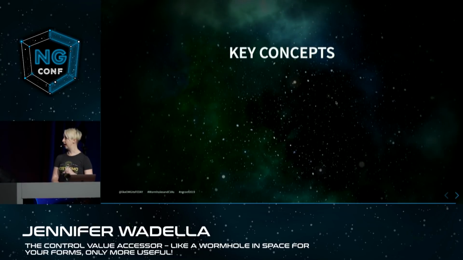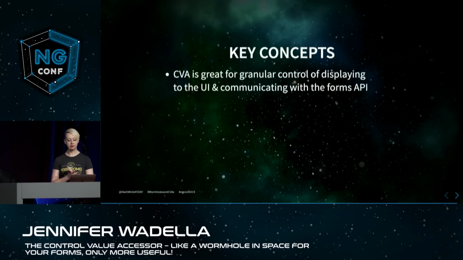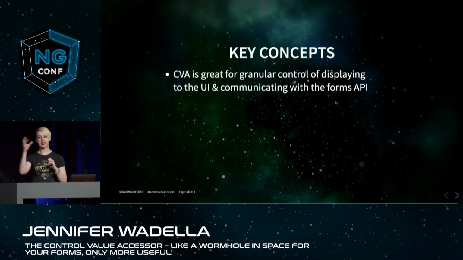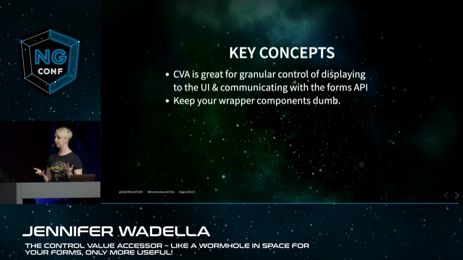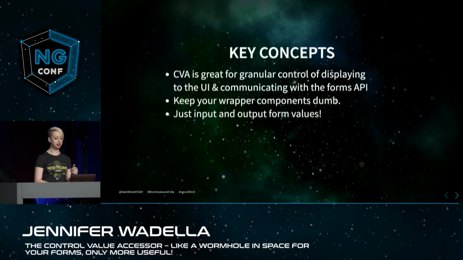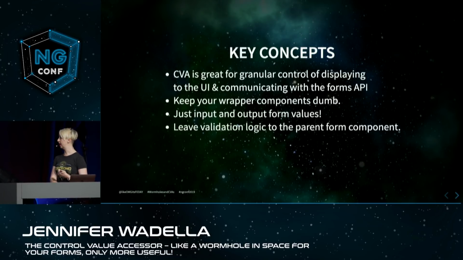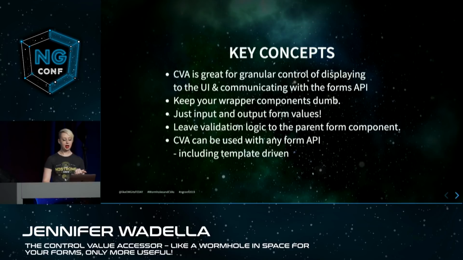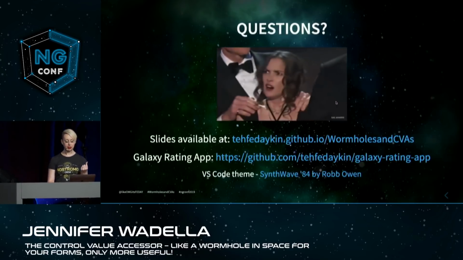Key concepts for implementing the Control Value Accessor. Just keep in mind that it's really great for granular control of displaying something to the UI, but then communicating something else to the actual form control value. You want to keep your wrapper components very dumb. You just want to be inputting and outputting values. You want to leave the validation logic to the parent form component. And the CVA can be used with any form API, including form-driven.